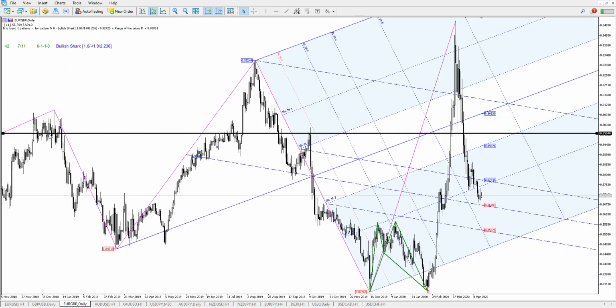Euro pound, we're below the monthly pivot, which is that black line. Support the median line there at 86.70, and your resistance at 87.83. So yeah, keep an eye on them.